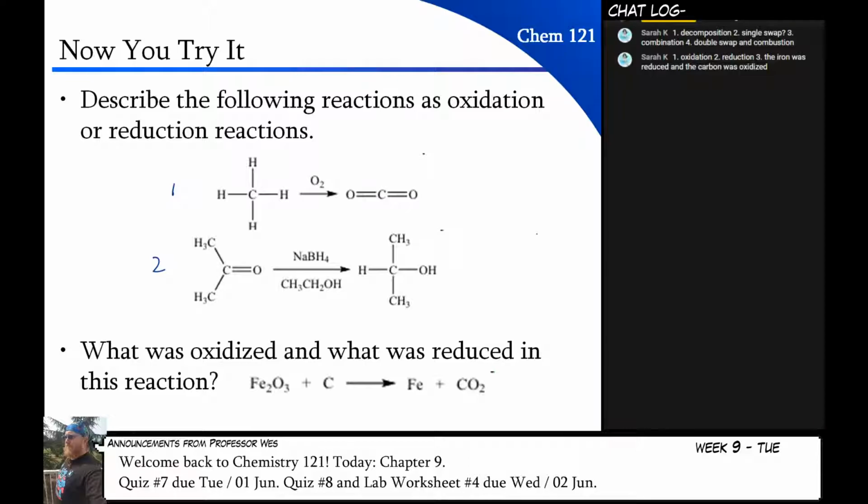All right, so in number 1 here, you can see here's my carbon in both cases. So I've made all these bonds to oxygen, and I ripped off all these H's. So this is an oxidation.